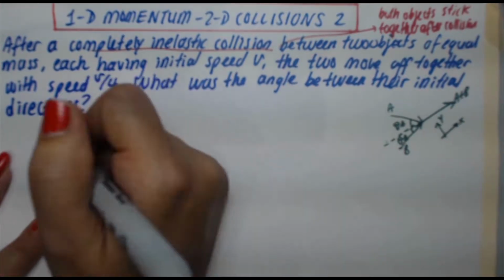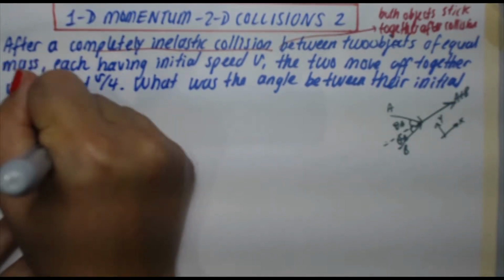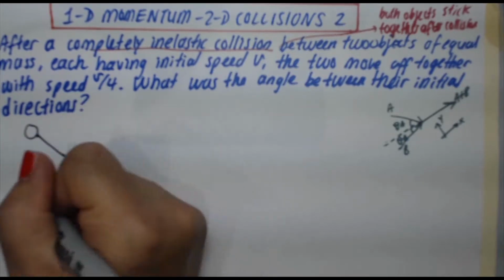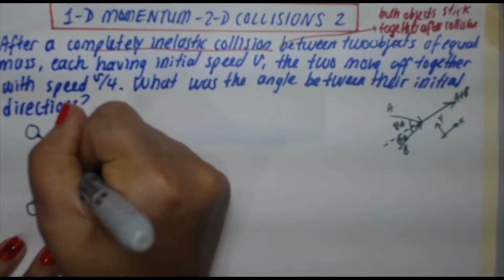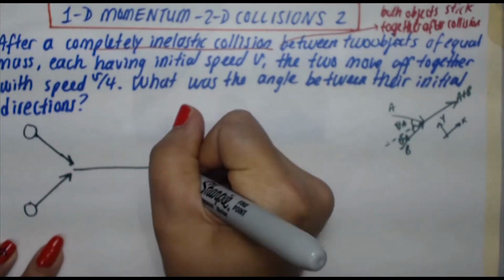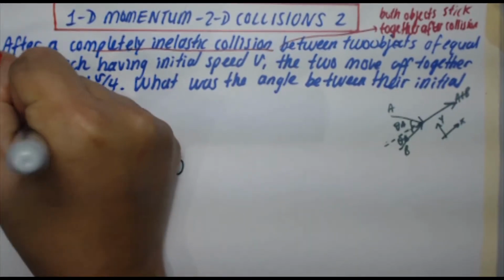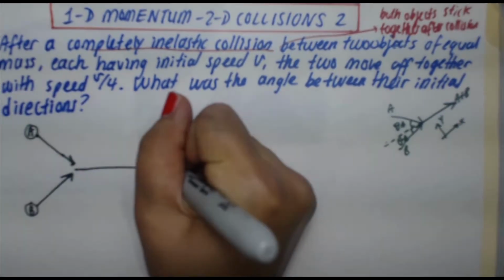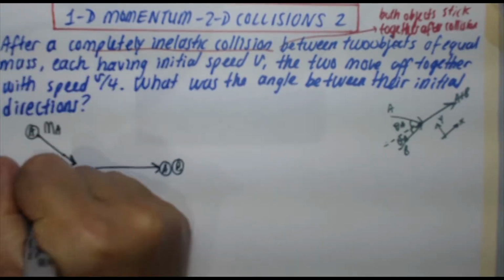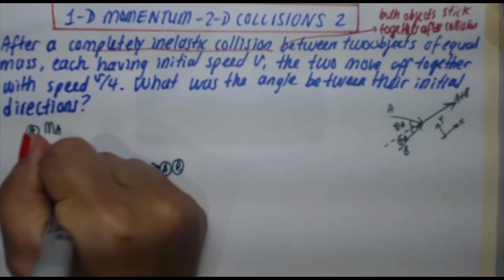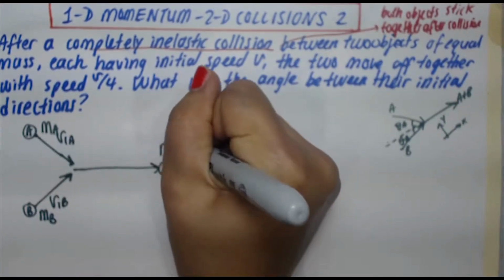So bearing that in mind, let's let this be the first mass, coming down like that. This is going to be the second mass going upwards like this. They both collide and end up going in the positive x direction. They move together afterwards. So this is going to be A, this is B, and this is A and B together. Mass of A, mass of B, initial speed of B, initial speed of A. And finally, we have MA and MB together.